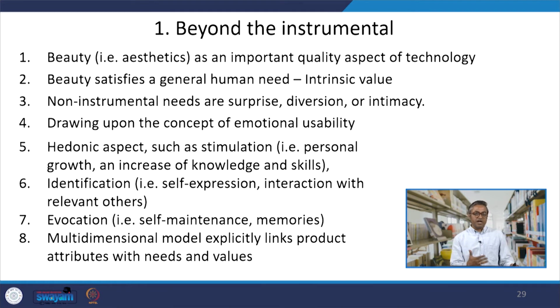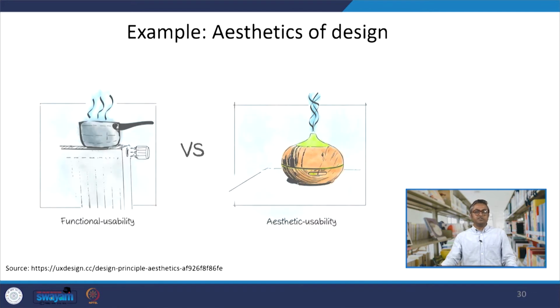Self expression, interaction with the system itself, how you can maintain it, can it be a part of the memories: a laptop gifted to you by your father or by your mother, or the first time you got a laptop and you are moving to your college. Such a system goes beyond the instrument. It is no more a simple laptop, but has a lot of emotions, feelings and effects attached to it. A multidimensional model is also there, which talks about the needs and the values of the system itself.